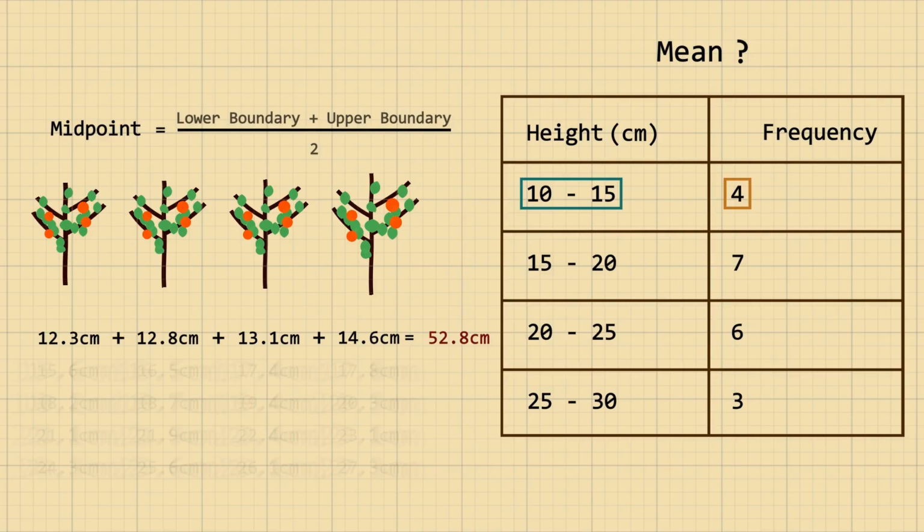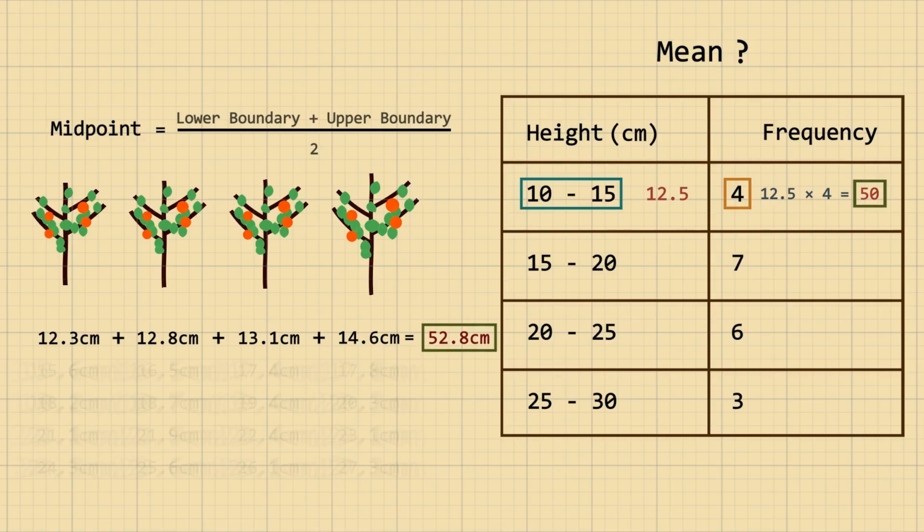The midpoint of an interval is found by adding the lower and upper boundaries and dividing by 2. For the first interval, we would add 10 and 15 and divide it by 2, which would result in 12.5. So we assume that each of the 4 plants in this group has a height of about 12.5 centimeters. If we add these estimated values together, which is the same as multiplying 12.5 by frequency 4, we get 50. As you can see, this estimated total of 50 centimeters is quite close to the actual total of 52.8 centimeters. This shows why using the midpoint gives us a reasonable estimate.